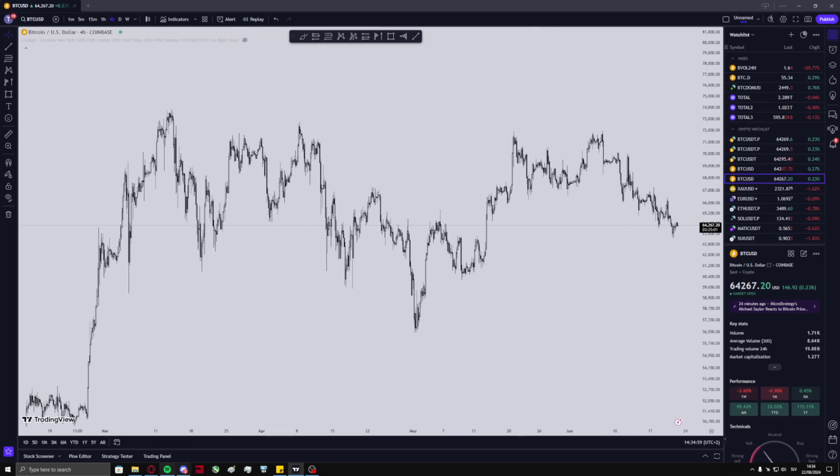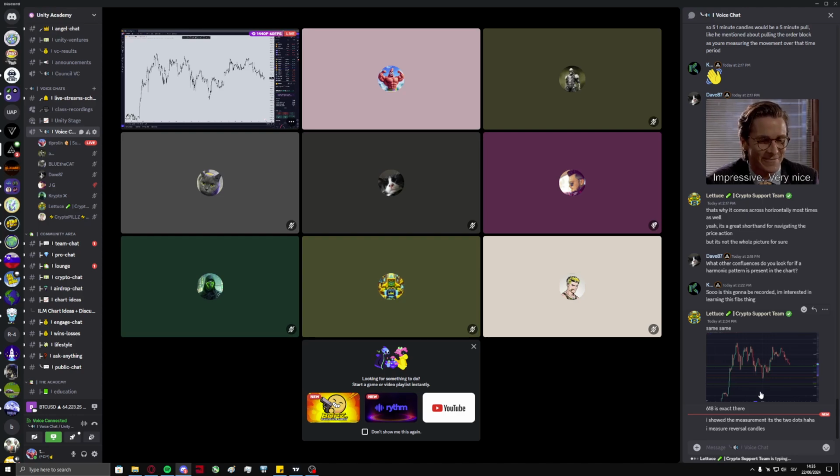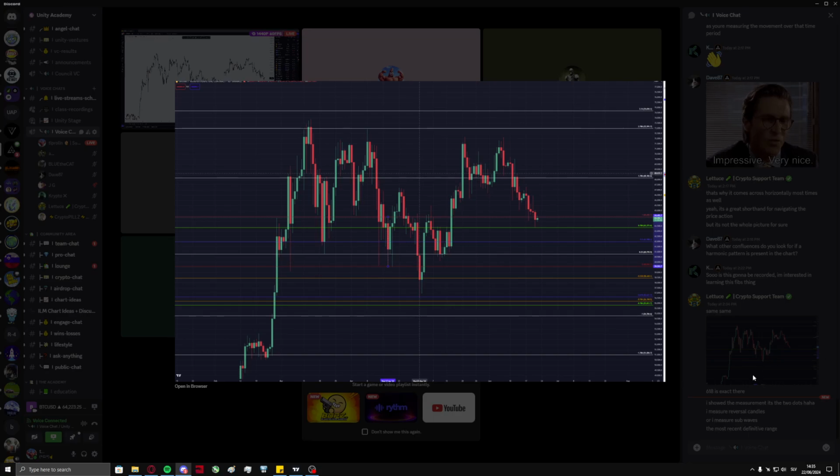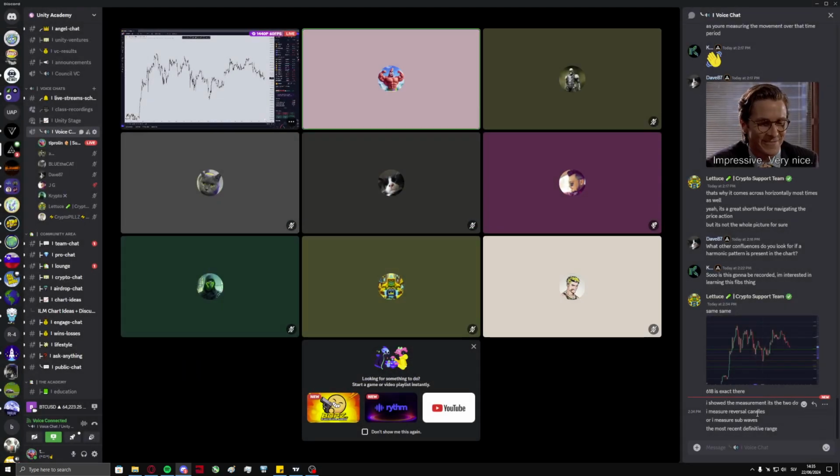So yeah, that will be it, guys. Yeah, you measure reversal candles. Well, see, what Lattice is using is another way you can use it as well. There's just so many different ones.